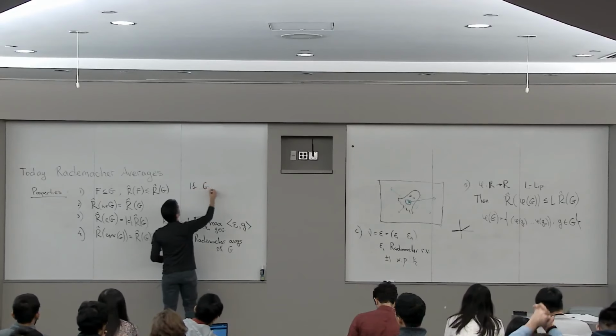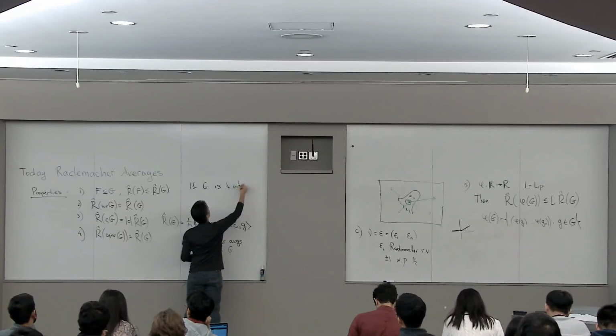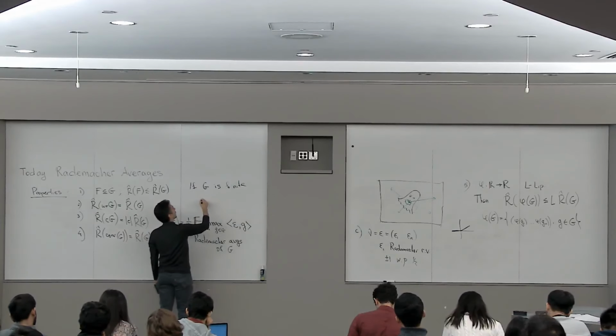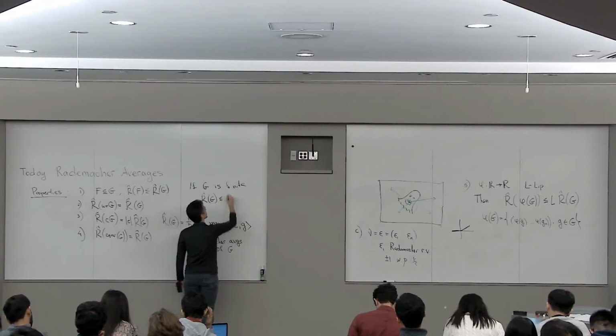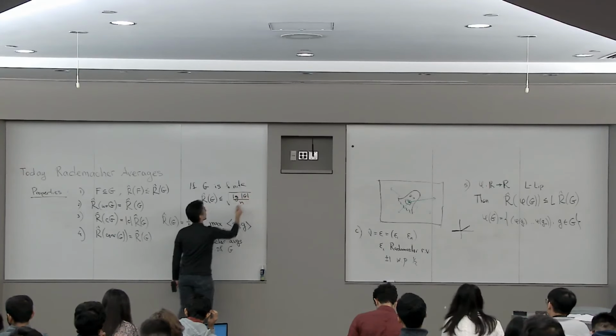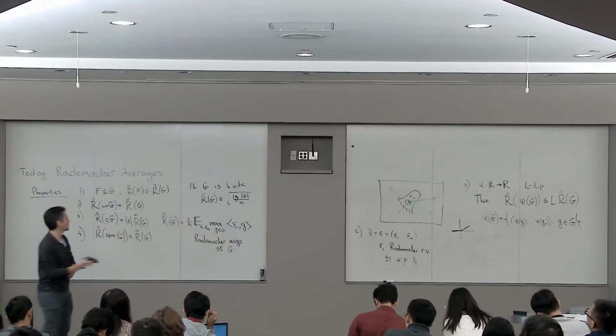If G is finite, then R hat of G is upper bounded by square root of log cardinality of G over N. Okay. How do you show this?